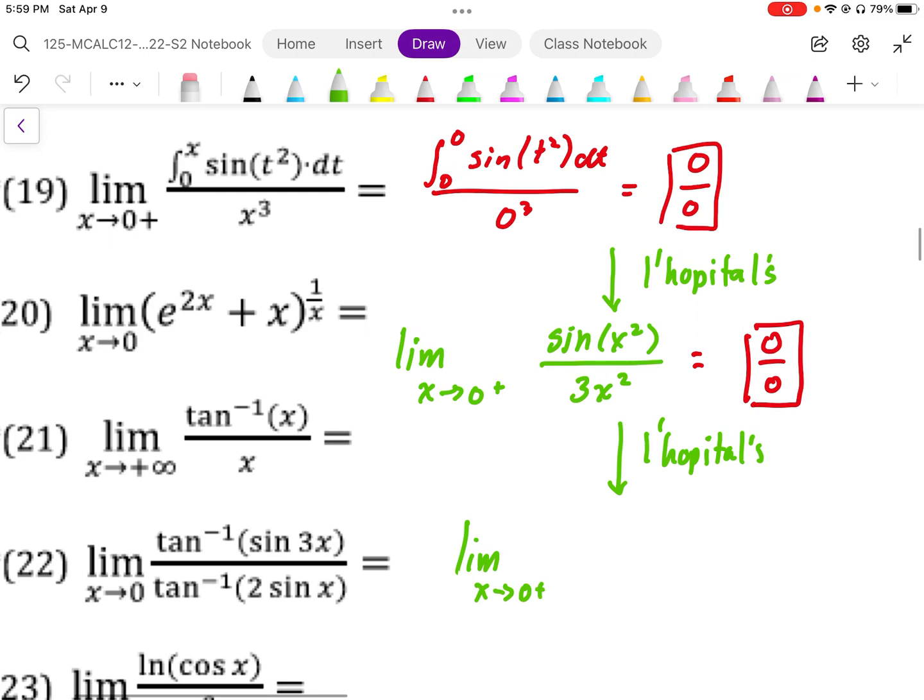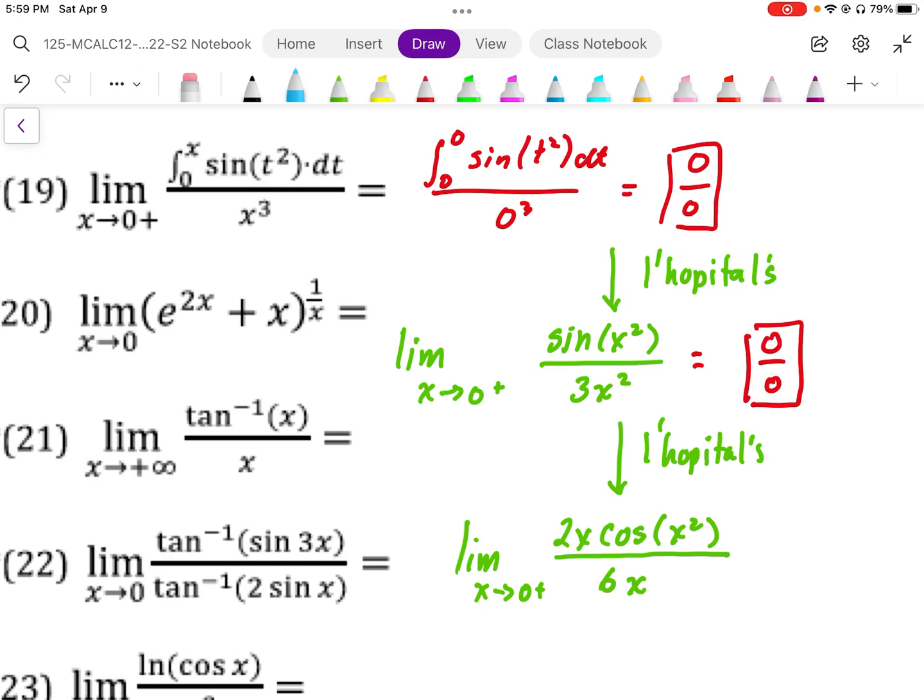So I end up with the limit as x goes to 0. This becomes the cosine of x squared. We use the chain rule, so multiply that by 2x. I end up with 6x in the denominator.